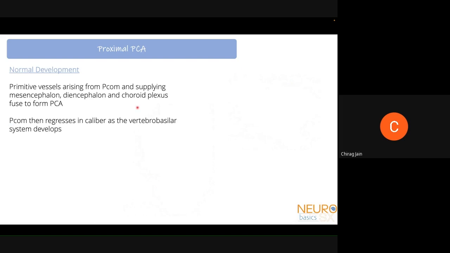Okay, so how does the PCA arise and what is its normal development? Basically, the PCA actually arises from the PCOM. The primitive vessels arise from the PCOM and supply the midbrain, thalamus and choroid plexus, and will all fuse together to form the PCA. So in the fetus, the PCA arises from the PCOM and is supplied by the ICA. The PCOM will regress as the vertebrobasilar system develops and annexes this PCA supply.